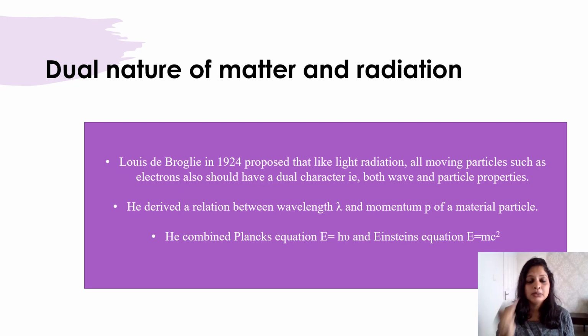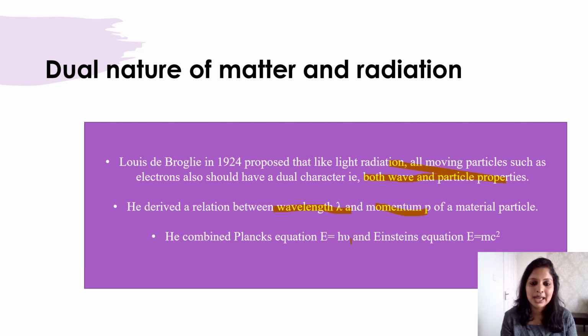And as we come to the dual nature of matter and radiation, I just want to tell you what is meant by this dual nature. De Broglie in 1924 proposed that light radiations, and all moving particles such as electrons, also should have dual character. So de Broglie suggested that electrons should have both wave and particle character. So that is the dual nature that we are talking about. And he also derived a relation that connects wavelength lambda and momentum p.